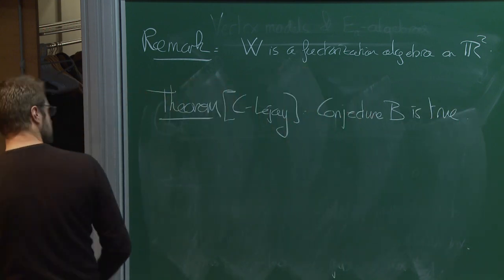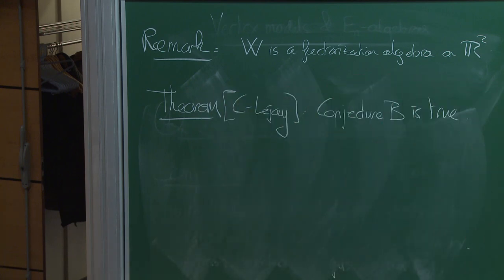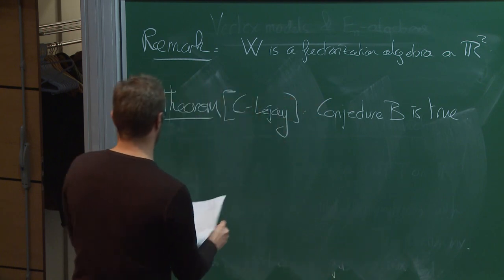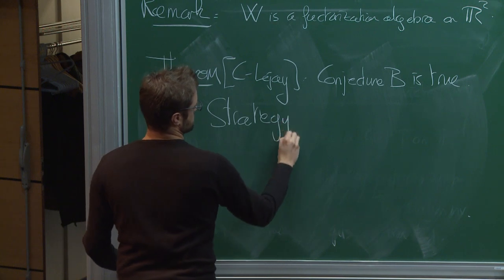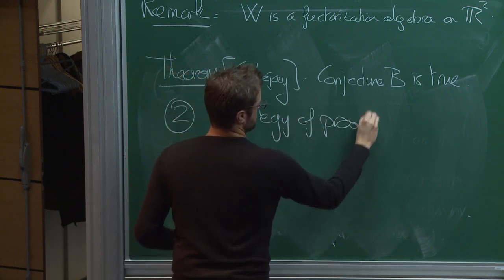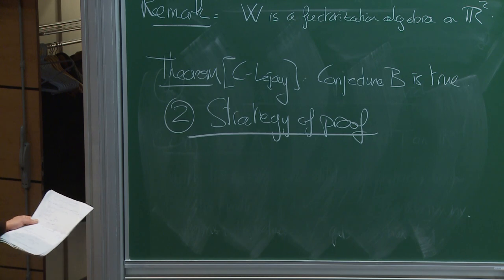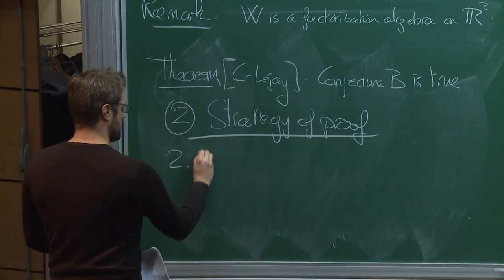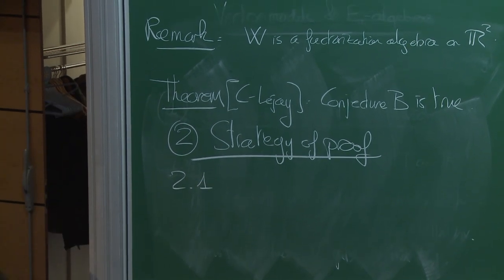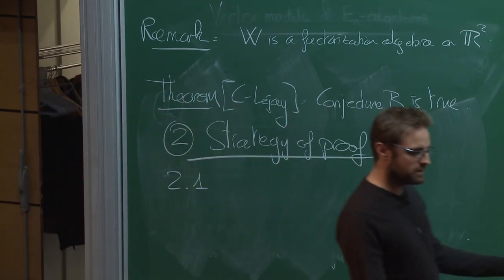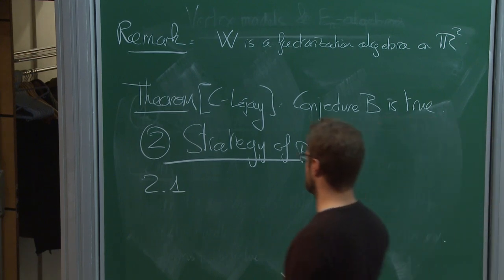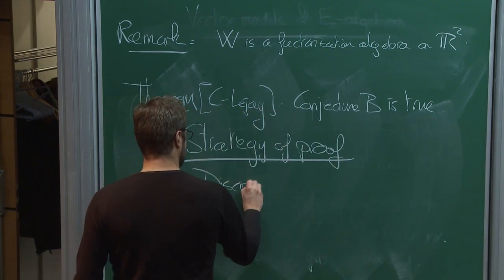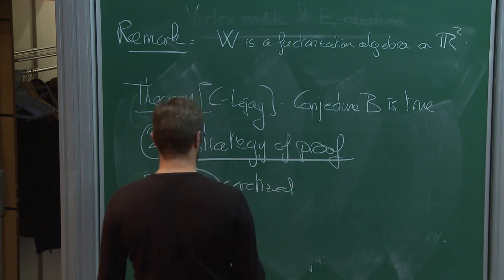And the goal for the rest of the talk is to explain the strategy for the proof. First of all, I need some discrete version of the category of little disks in R2. So let me explain how this works.